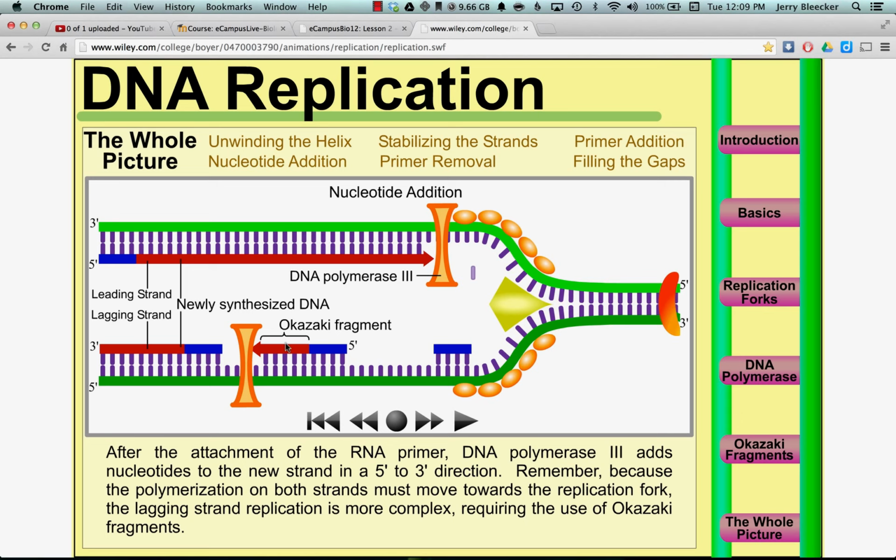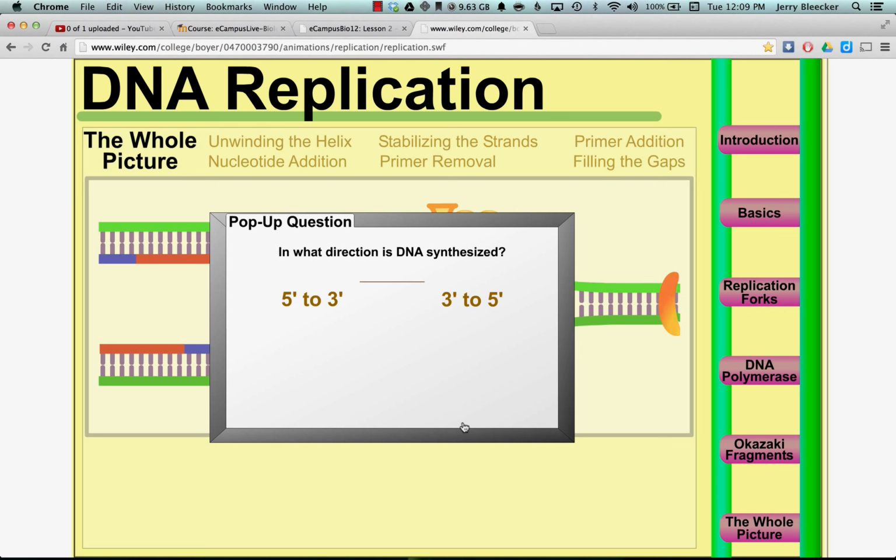Now these little fragments that grow off of the RNA primer get a special name: they are called Okazaki fragments. And you'll notice that you see them on the lagging strand. That's because growth goes in little chunks. So now I'm ready to press play.